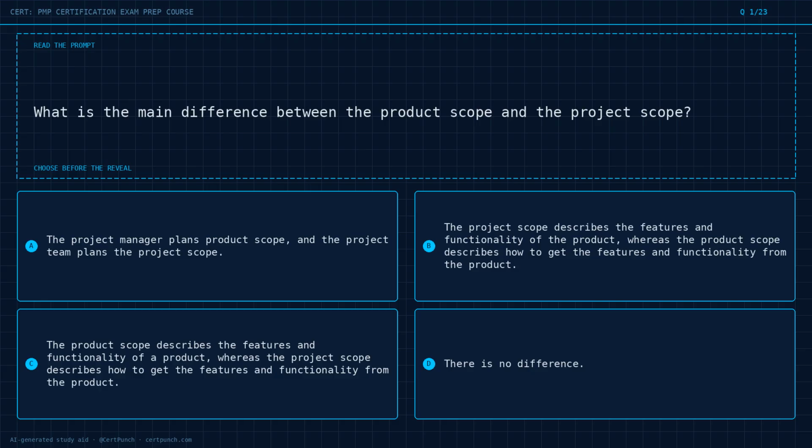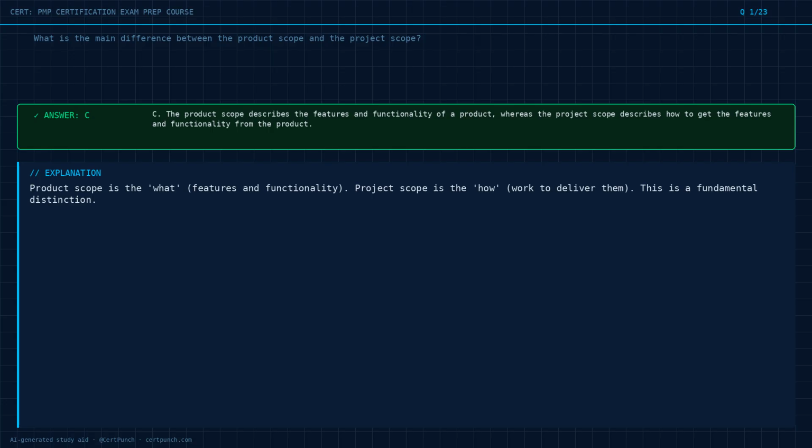Choose the best answer before the reveal. Commit to it now. The answer is option C. Exam logic. Product scope is the what, features and functionality. Project scope is the how, work to deliver them. This is a fundamental distinction.